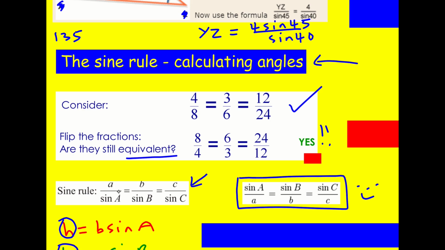It's just that the thing you're trying to find is going to be on the bottom. Whereas now, if we put it on the top and put the lengths on the bottom, it's going to be easier. Again, learn this one, just basically learn the first one and then you can flip it around.